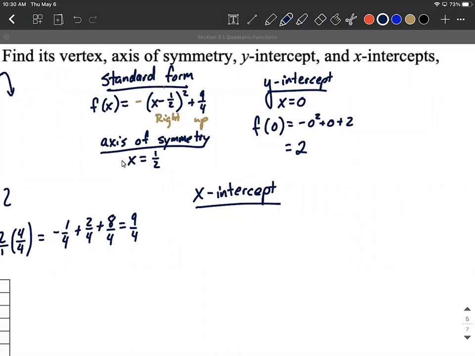So I'm going to plug in, this is like saying f of x has to be equal to 0 for all of our x-intercepts. So I'm going to put 0 in on the left-hand side of the standard form up above, equals negative of x minus 1/2 quantity squared plus 9/4. Now you may be saying, it'd be easier if I just use the general form and maybe the quadratic formula, but walk with me through the steps here.